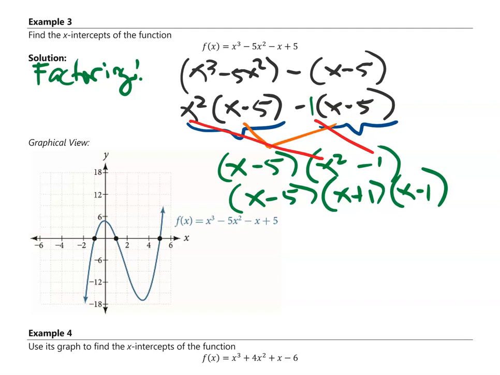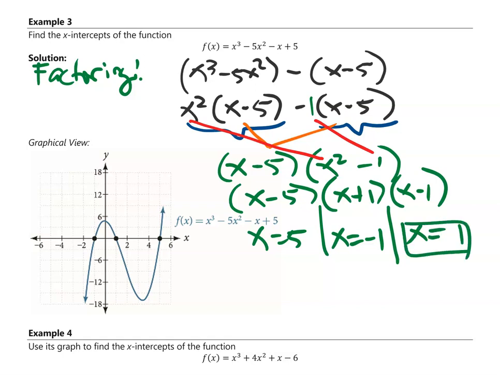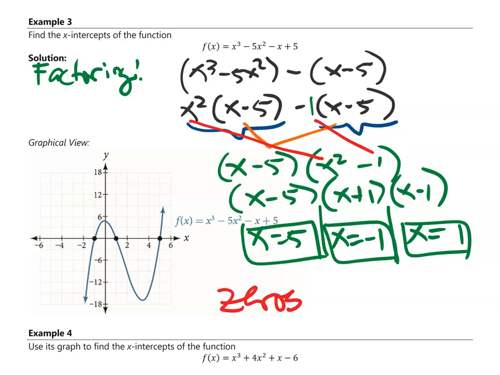So now, what are the zeros? So you can solve x minus 5, that is x is equal to 5, x plus 1, x is equal to negative 1, x minus 1, x is equal to positive 1, when you set each factor to 0. So these are the zeros. You have negative 1, positive 1, and positive 5.